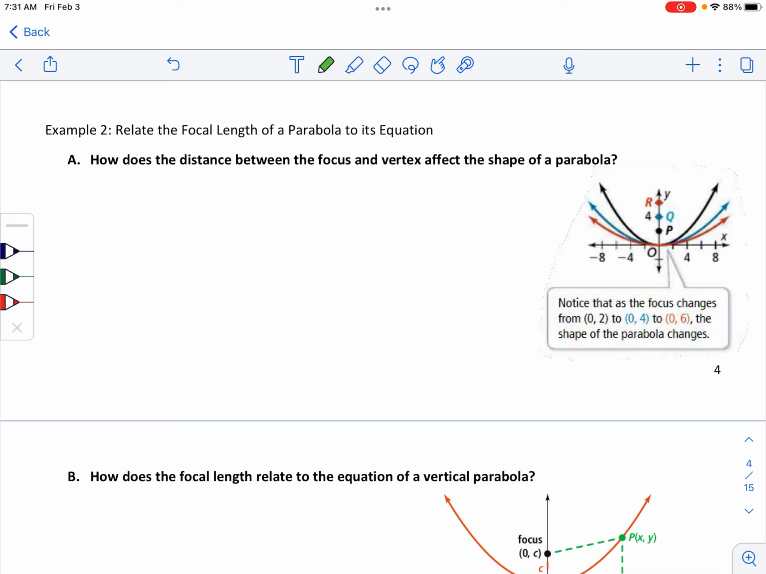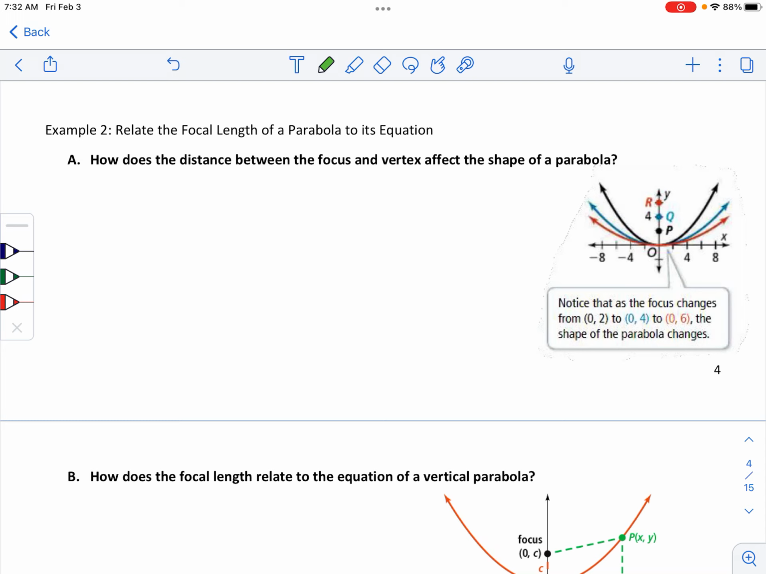So when C is positive, that means we're moving up, or to the right if we're opening left or right. So when that C value is positive, we're opening up or to the right. When the C value is negative, we're opening left or opening down.